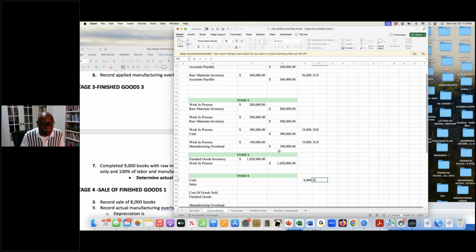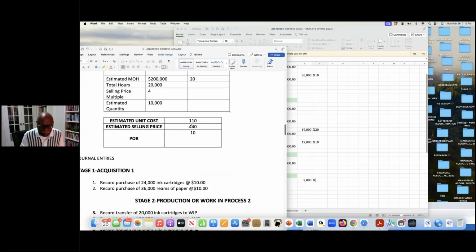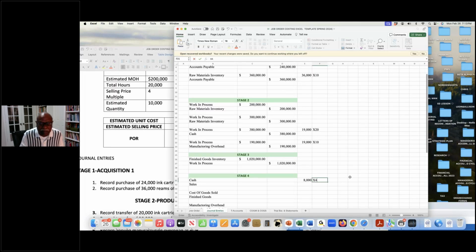Where did you get 440 from? That was our selling price in the beginning. So we said that selling price was 440, so we're gonna put the 440 here. How much was the sales? 3,520,000. So at times you're gonna have to use the POR you calculated, and at times you're gonna have to use that selling price. So they do need to be correct.